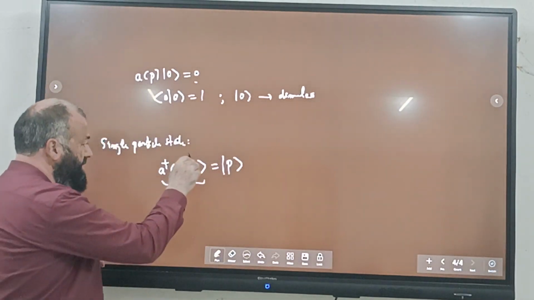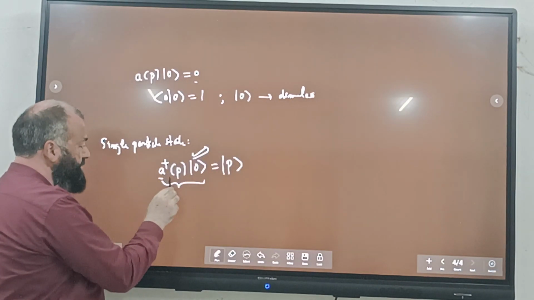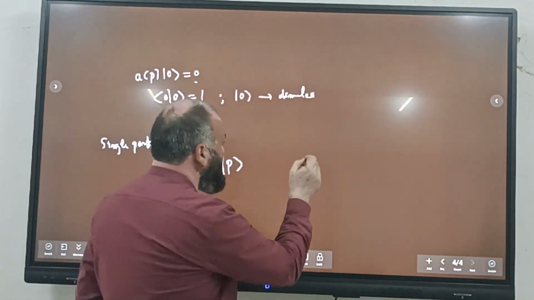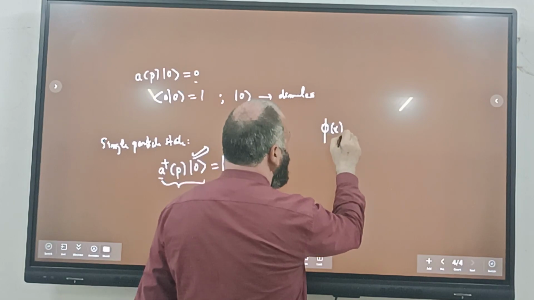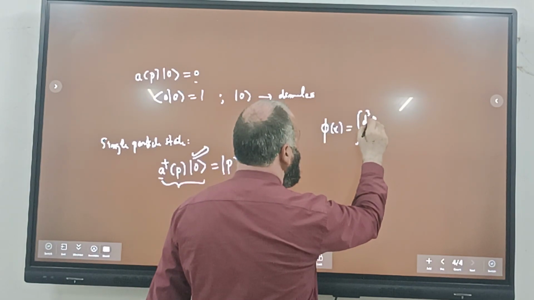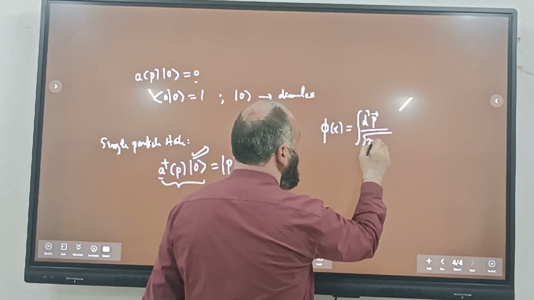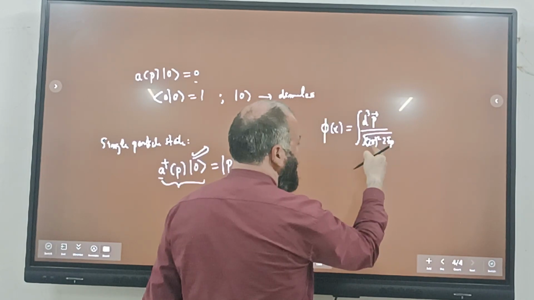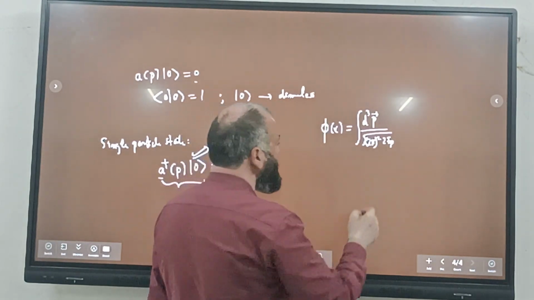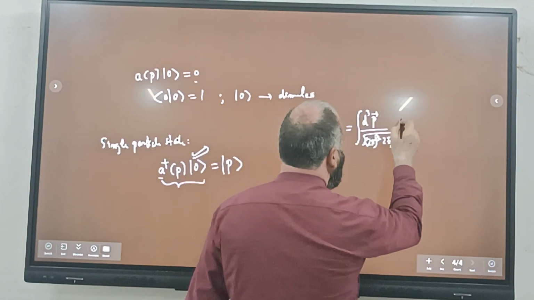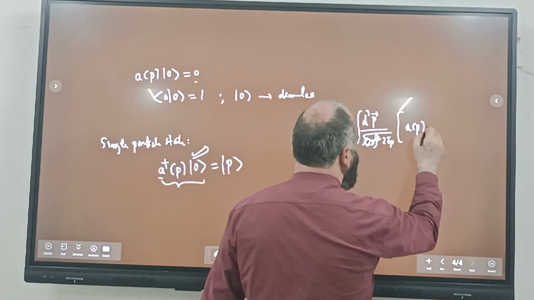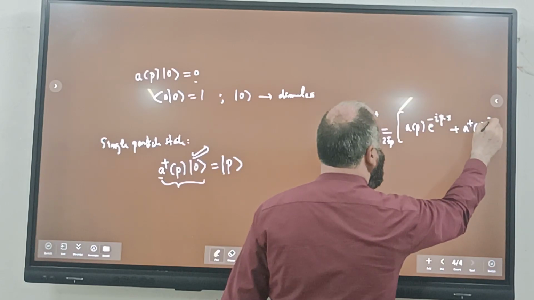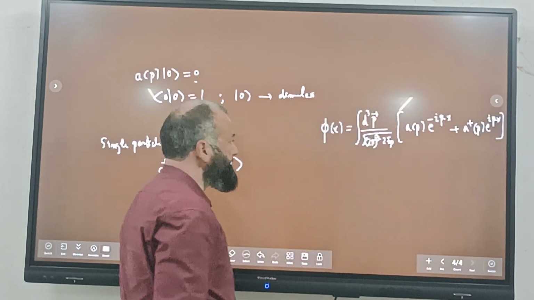So I know this is a dimensionless quantity, and I need to check the dimensionality of this A or A dagger. So from the phi field, you have phi of x, the Fourier expansion with a(p) e raised to minus i p dot x plus a dagger(p) e raised to plus i p dot x. So this is the Fourier expansion of this phi field.